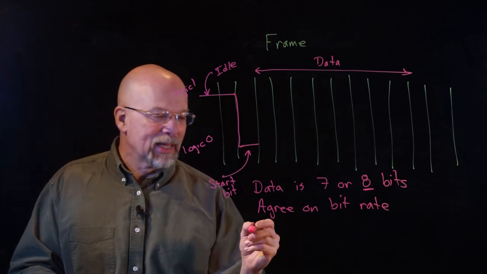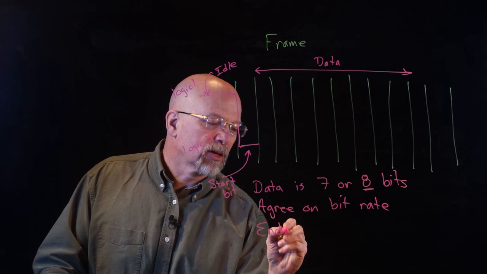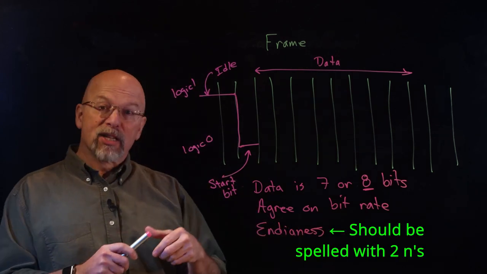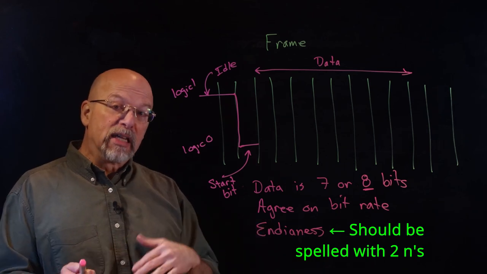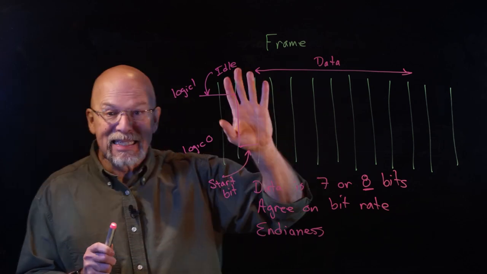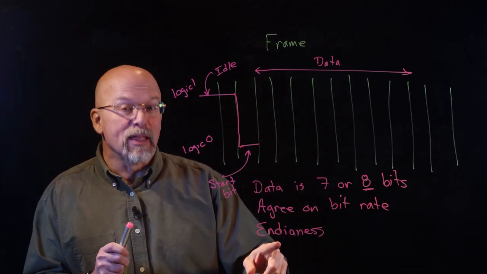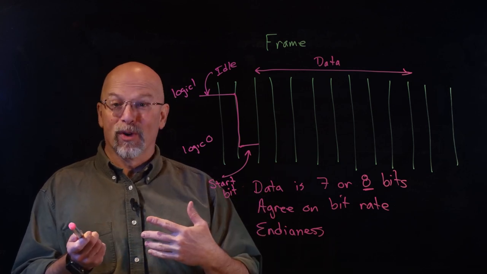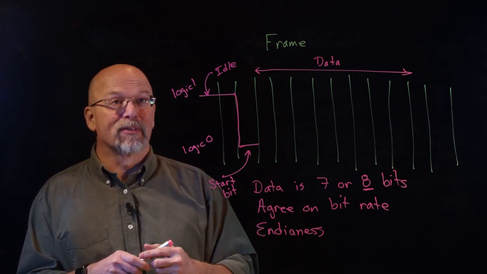If you've gone back in any of these lessons, you've probably heard of something called endianness. In other words, am I sending the most significant bit first or the least significant bit first? Vast majority, always least significant bit first, but if you do decide to go another way, both devices have to agree which one are we sending first, most significant or least significant.